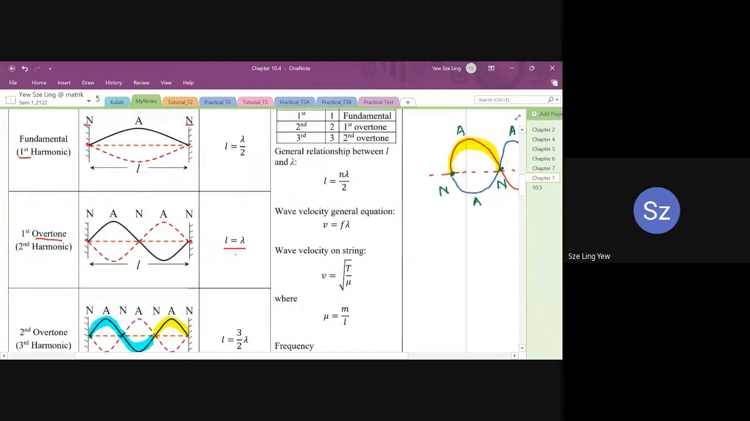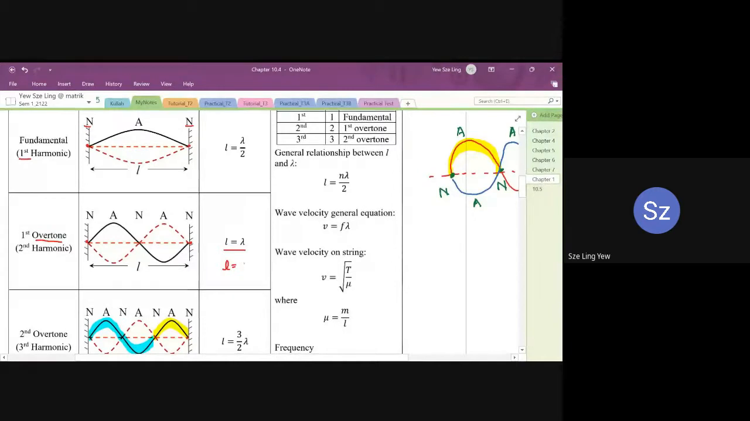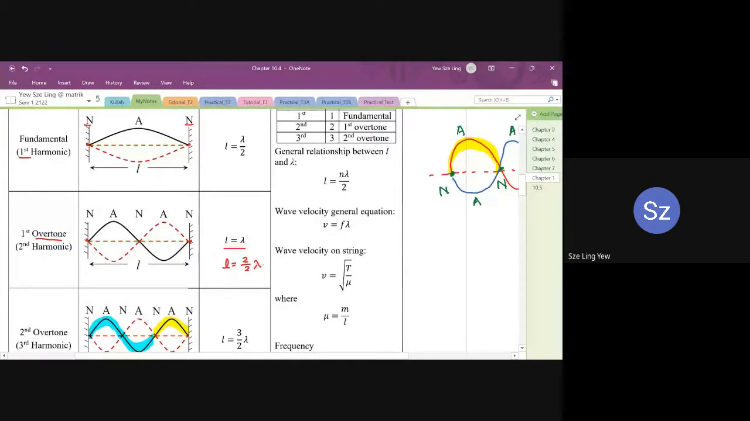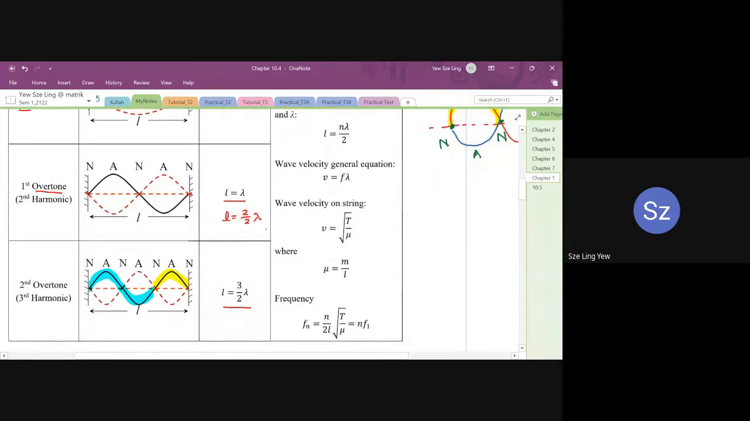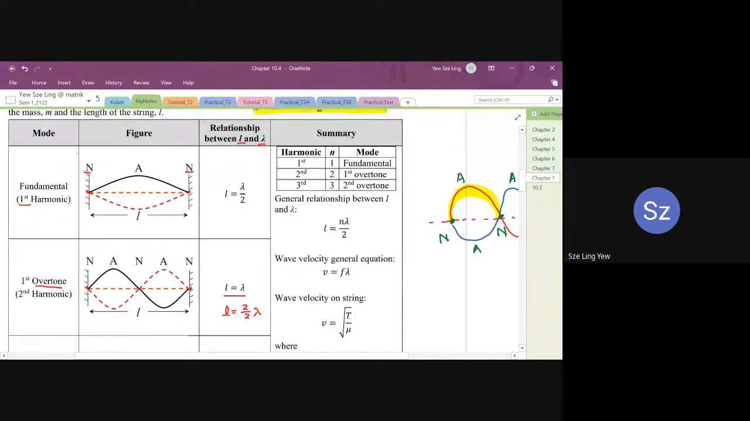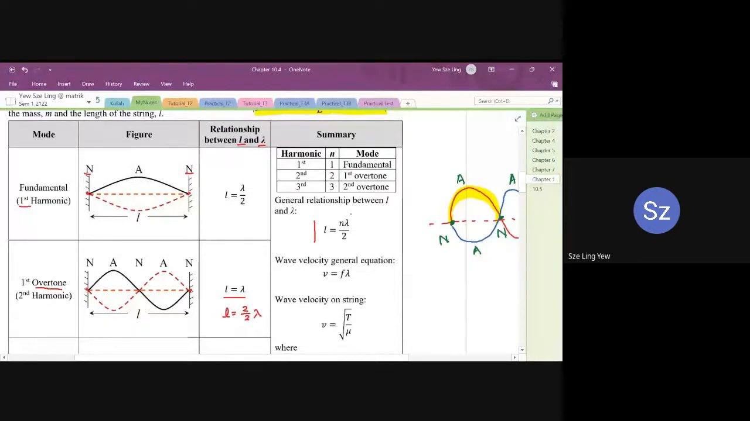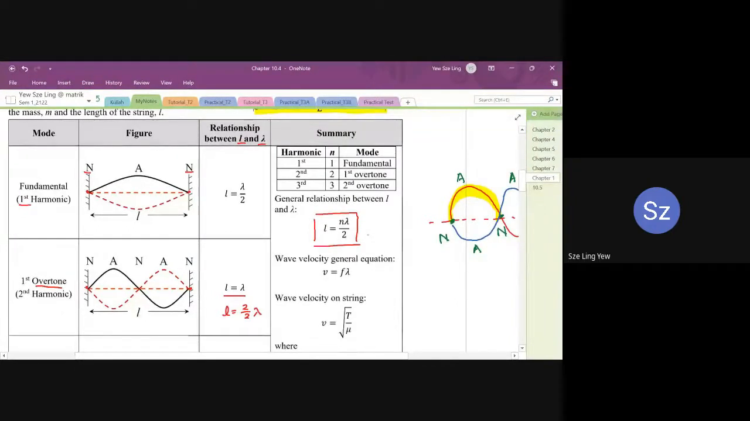So when you compare these three equations, L equals lambda is actually L equals 2/2 lambda. I'm going to change it so that they all have the same denominator. So now you have L equals lambda over 2, L equals 2/2 lambda, L equals 3/2 lambda. If you keep going, then you'll have L equals 4/2 lambda, L equals 5/2 lambda. Therefore, the general relationship between L and lambda in a string is L equals n lambda over 2.